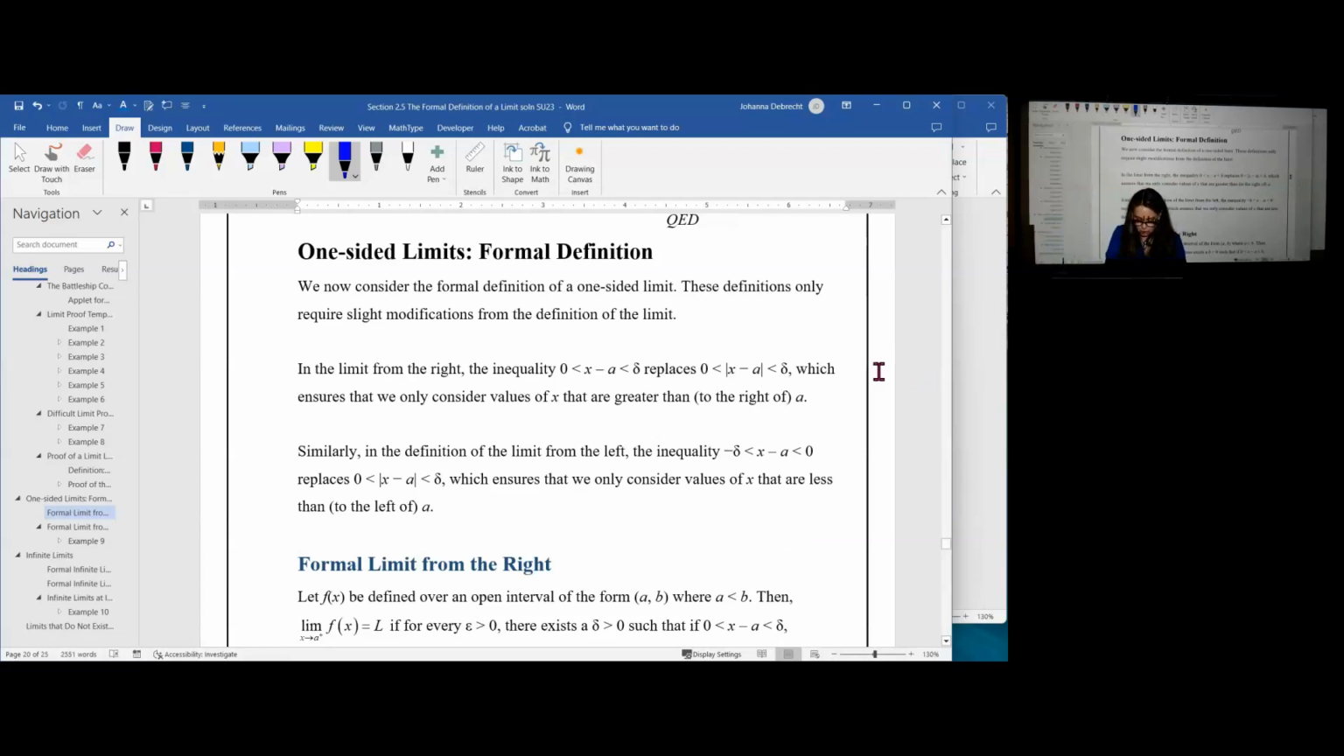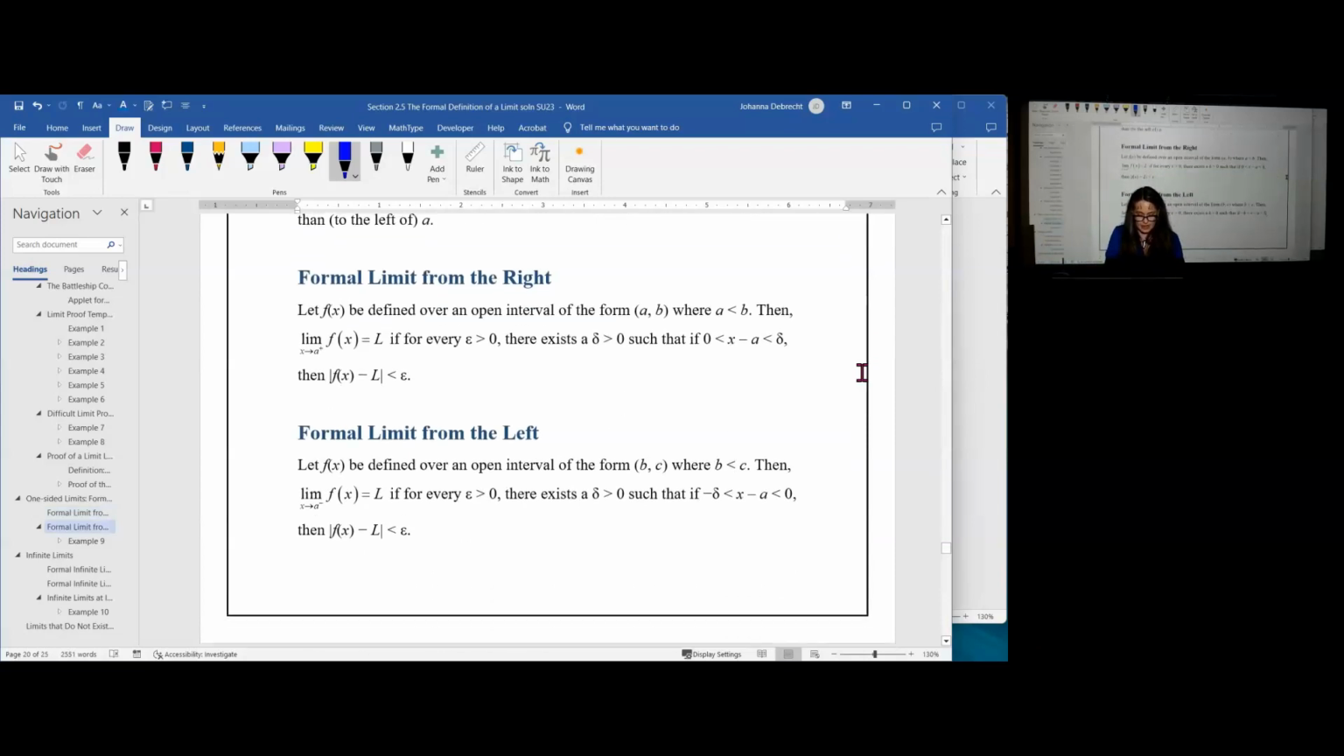Let's go ahead and look at the formal statements of the two one-sided limits. The limit from the right starts the same. Let f of x be defined over an open interval from a to b, where a is less than b. Then the limit as x approaches a from the right of f of x equals L if for every epsilon greater than 0, there exists a delta greater than 0 on the right, such that if 0 is less than x minus a less than delta, then the function value minus L magnitude is less than epsilon.